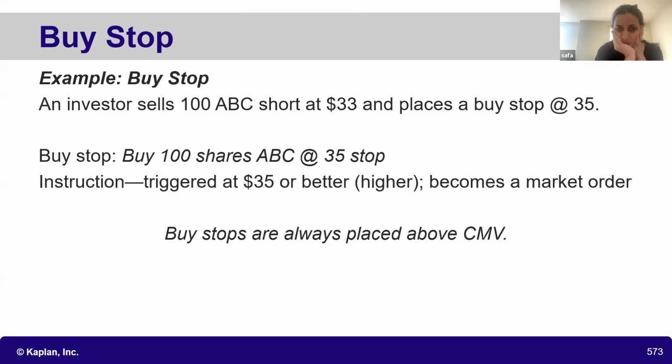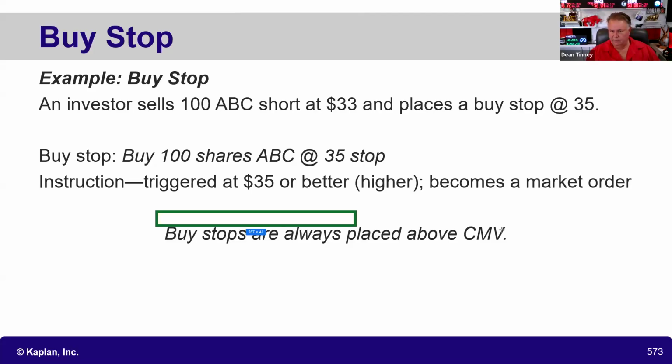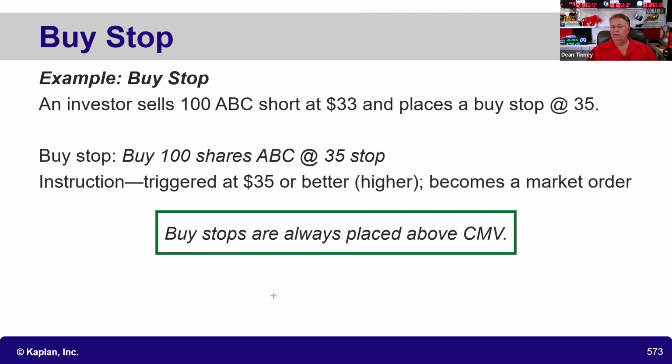So how does this read as a test question? The way this reads as a test question is your customer sells short 100 shares at 33 and places a buy stop at 35. The following trades then occur. We're going to go through a sequence of trades and have to decide whether or not this ever becomes a live order. It's very testable to know where we place orders in relationship to the current market price, and whether you want a buy stop that turns into a market order or a buy stop that turns into a limit order. Buy stops are always placed above the current market price, the current market value.